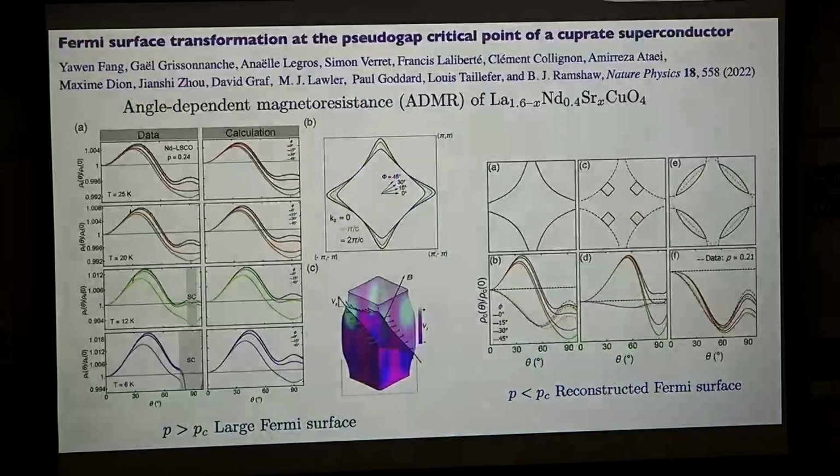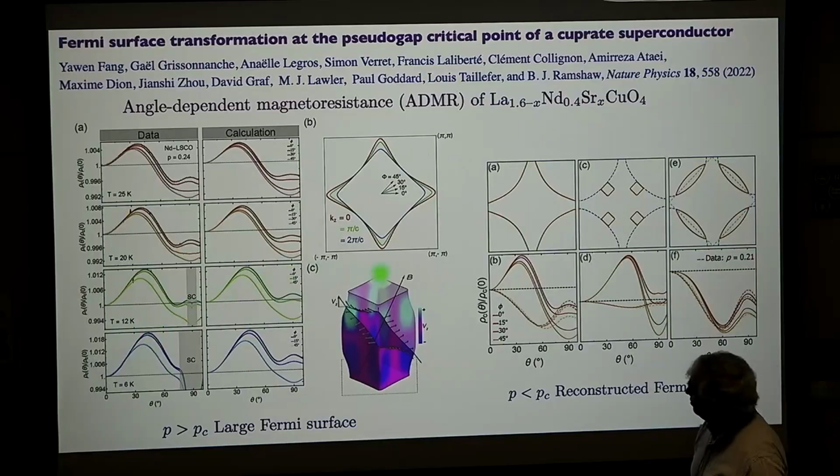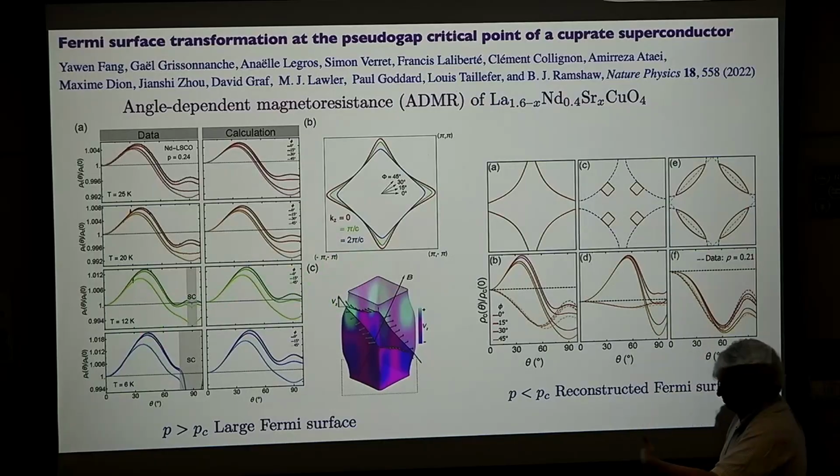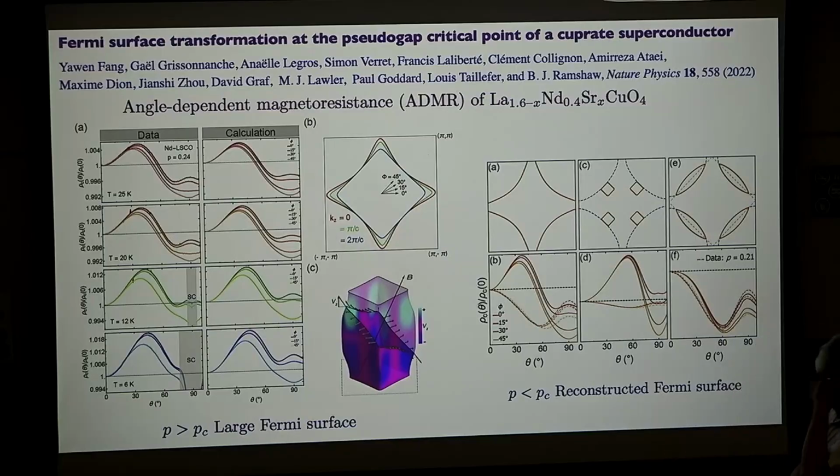All right, so if you're on the overdoped side, that's the left panel, so p greater than p_c. This is the data as a function of angle, and for different phi, where phi is the direction in plane and theta is the direction from the c-axis. You get various curves in the experiment, and this is the theoretical plot obtained from some presumed Fermi surface. If you take a large Fermi surface, it gives an excellent fit. No surprise. We already knew that from photo emission. Everything works.